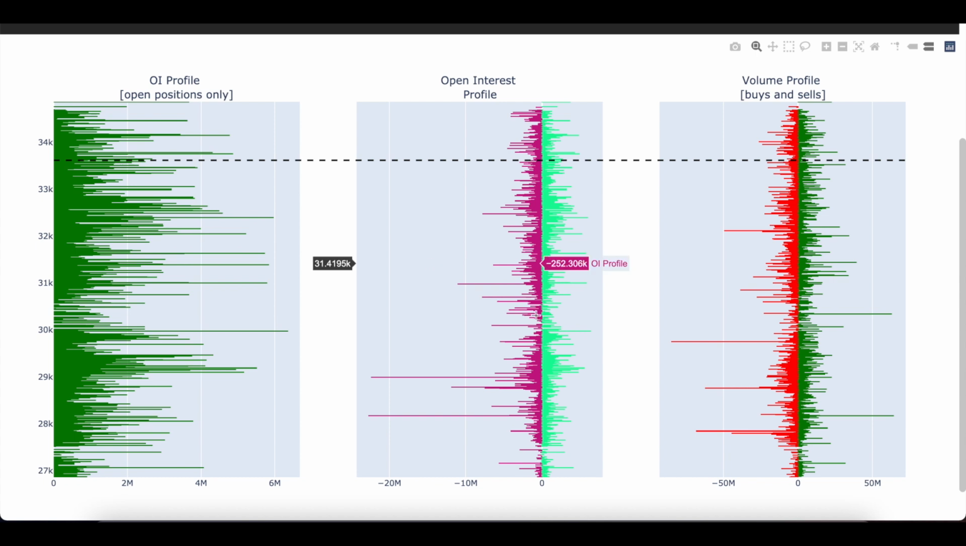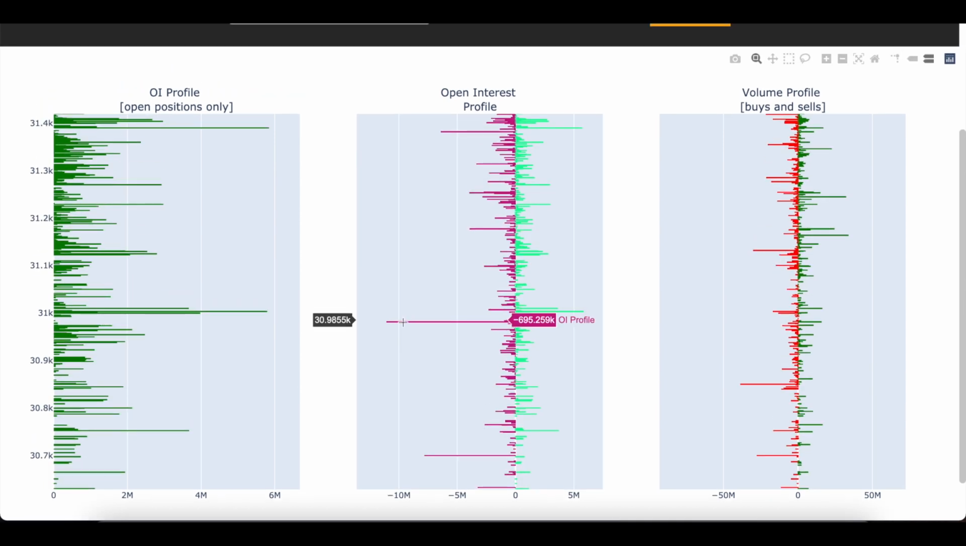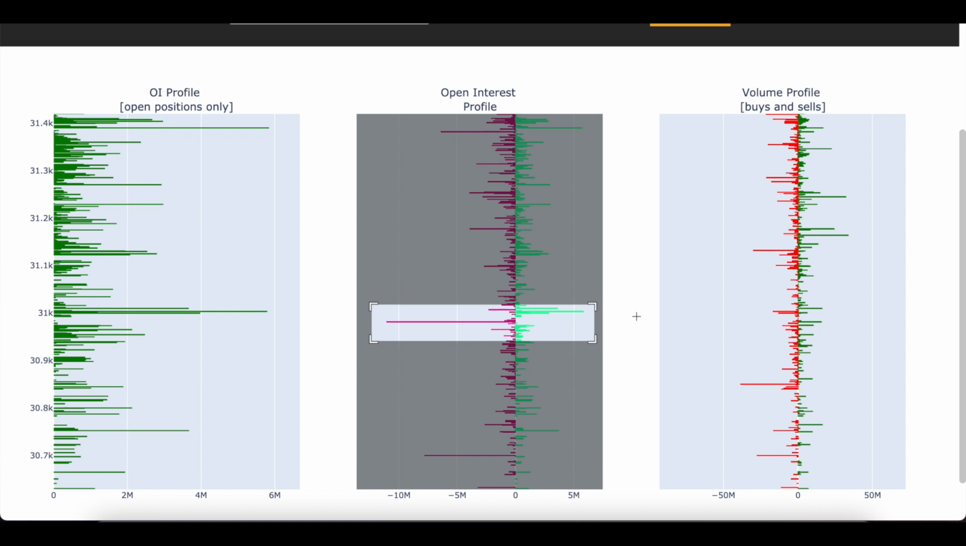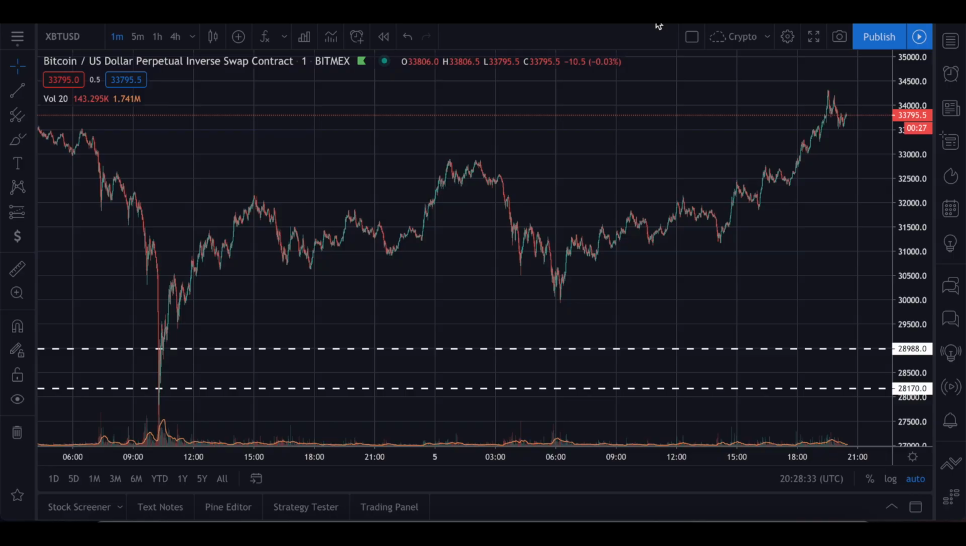Same thing with this. I think if I remember this point correctly, let's go look at this. The large open interest decrease was right here, right below 31K. And this may be just giving too much edge away, but you can just see, look at that. $11 million gone. 30.981K.